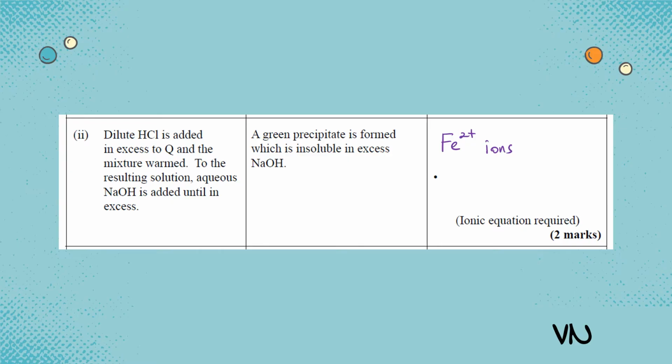All right, and the equation is going to be Fe2+ (aq) plus 2 OH- (aq) to give us iron(II) hydroxide, Fe(OH)2 (s), which is solid. So that is the ionic equation that was required for this part of the question. Remember that whenever you're writing ionic equations, to include your state symbols. You can lose a mark for the absence of state symbols when writing ionic equations.